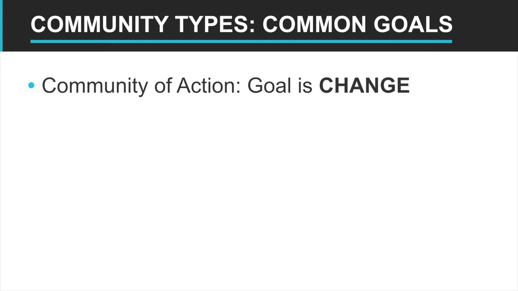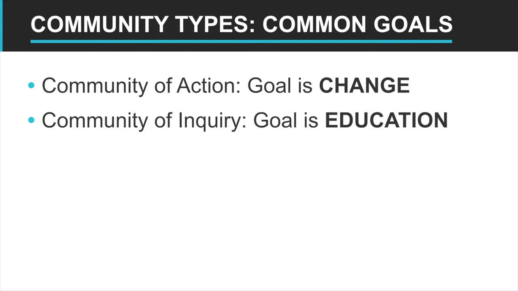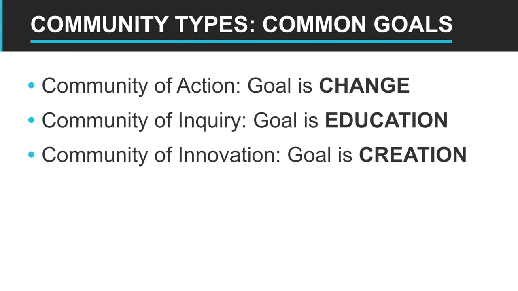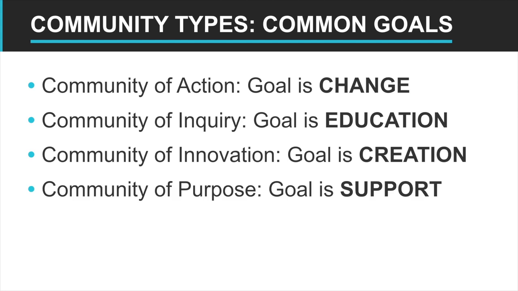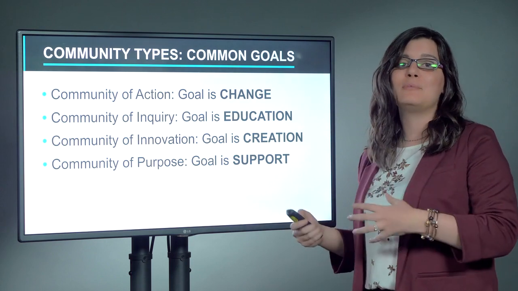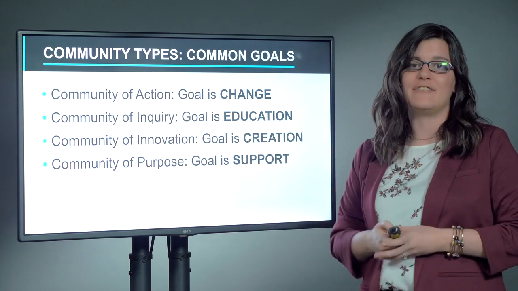First is a community of action. These are communities where the goal is change. There's also communities of inquiry. This is where the common goal is education. People are sharing information and educating each other. The next type of community is a community of innovation. This is when the goal is creation. People are working together to create something new. There's also communities of purpose. These are communities where the goal is support. People are supporting each other. So we're gonna go through examples of online communities for all 4 of these community types.